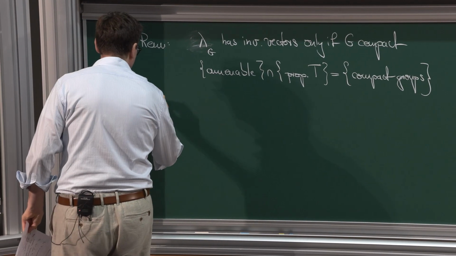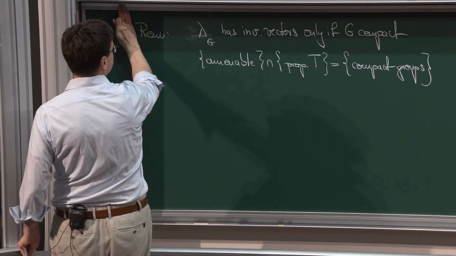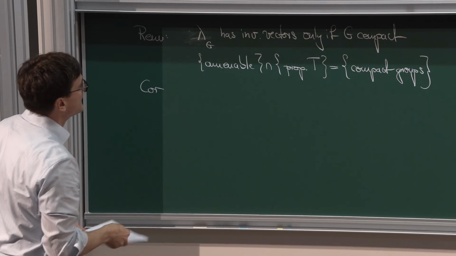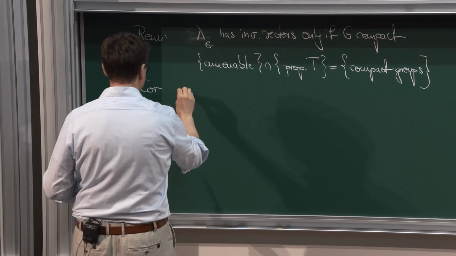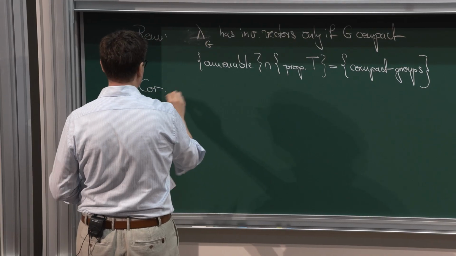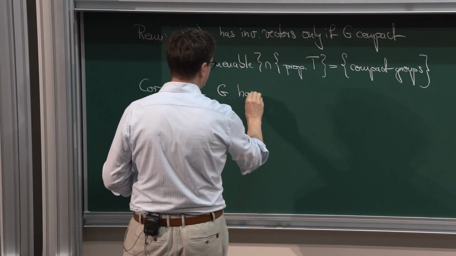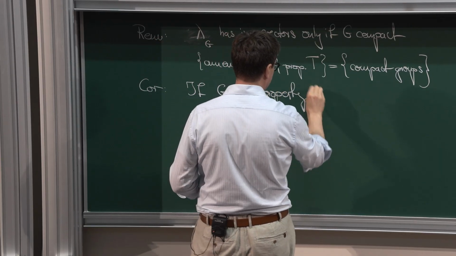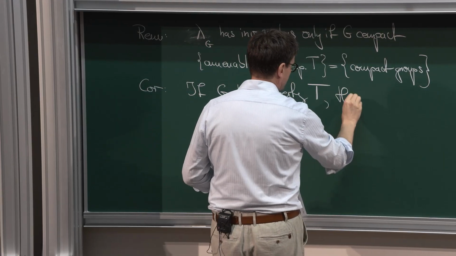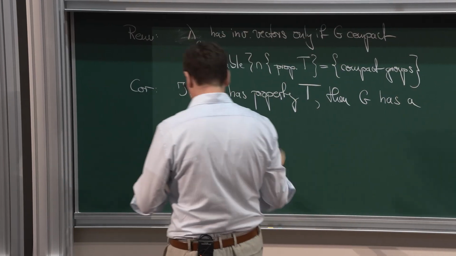A little bit in the same spirit, if you have a property T group, then it always has a finite abelianization. Same argument, basically. So if G has property T, or compact.